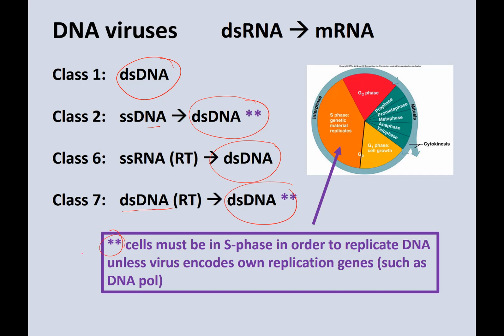The asterisk here is for something that I had forgotten to mention with genome replication, which is that to make double-stranded DNA, the cell has to be in S phase. So it has to be going through the cell cycle, because that is when DNA polymerase and the other DNA replication proteins are being expressed. So unless the DNA virus encodes its own replication genes, such as DNA polymerase and anything else it needs, a lot of DNA viruses will actually induce S phase in the cell so that the host cell is producing those essential proteins. Again, that goes back more to genome replication, but I wanted to mention it.